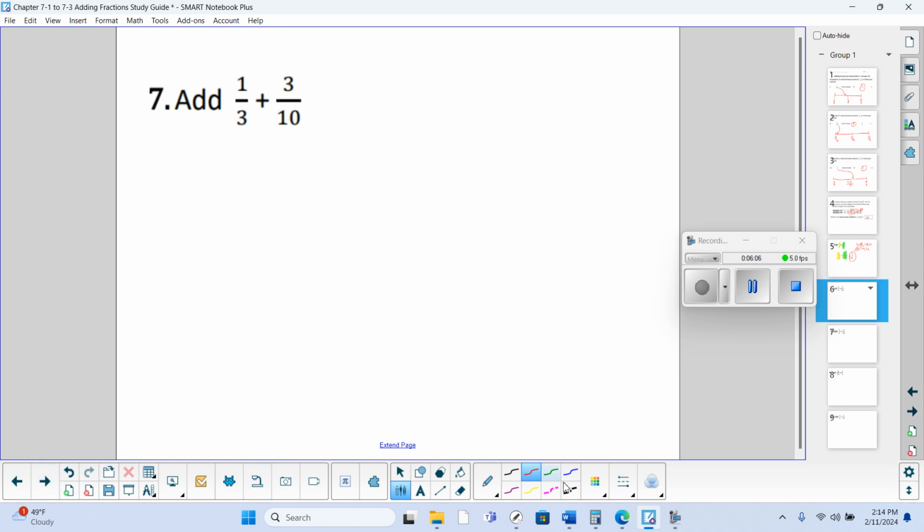1/3 plus 3/10. Well, let's see. Can I find the multiples? I could sit there and list all the multiples of 3, but I'm going to do it a different way. I'm going to take the bigger of the two denominators, and I'm going to just list the multiples of that. 10. Does 3 go into 10? No. The next multiple of 10 is 20. Does 3 go into 20? No, it does not. Next multiple of 10 is 30. Does 3 go into 30? Yes, it does. So the common denominator I would use for this particular problem is 30.